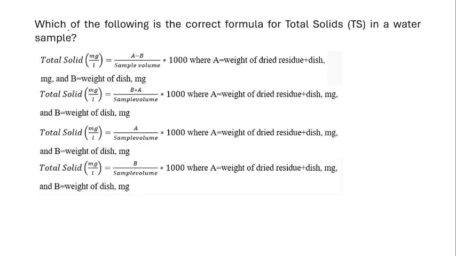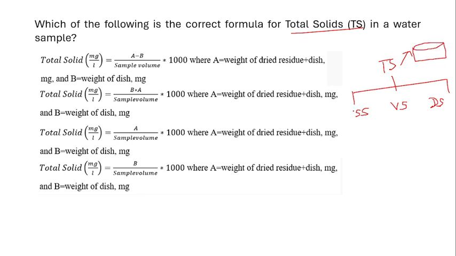So the next question is, which of the following is the correct formula for total solids? Coming to the parameters of the water sample, one of the major parameters is the total solids. We know that the total solids are classified into different types as the total suspended solids, total volatile solids, and then total dissolved solids. So the total solid is further divided into many types, and it is basically estimated directly just by pouring some amount of sample in a container.